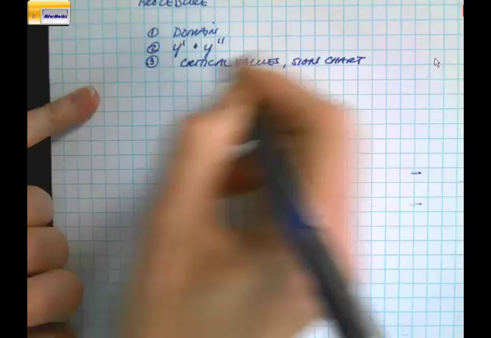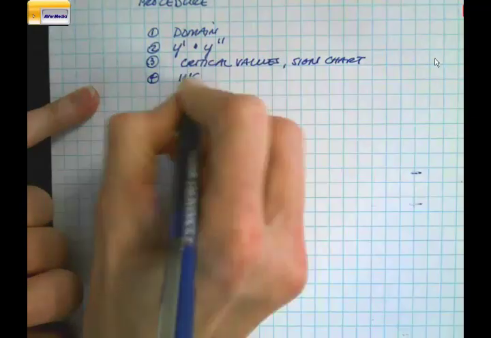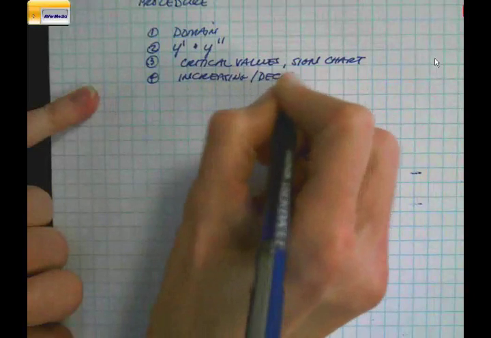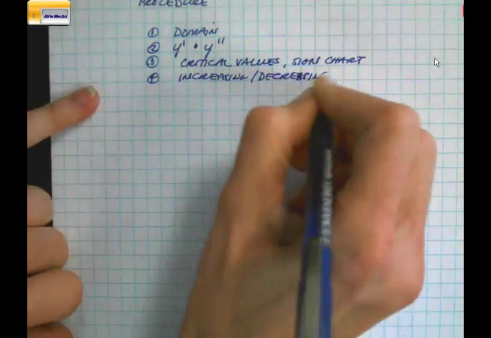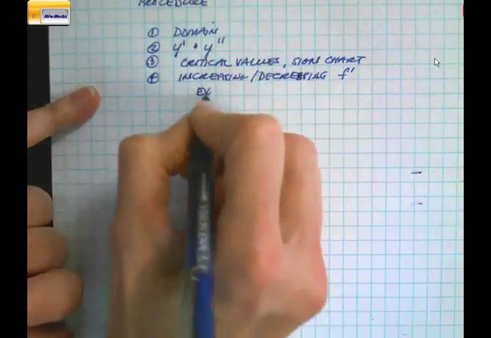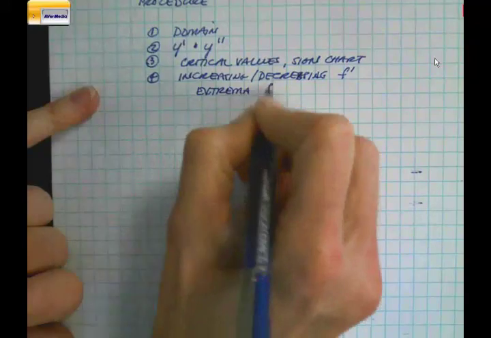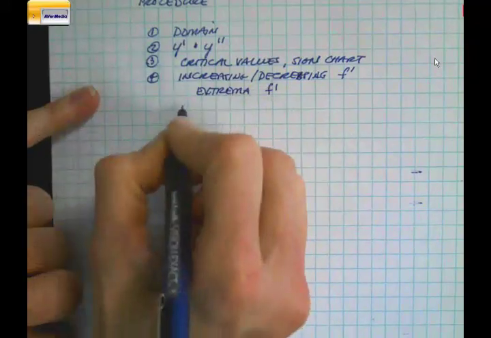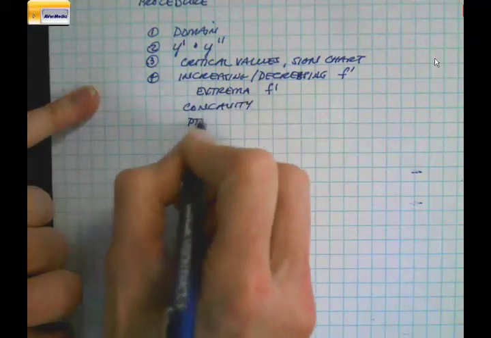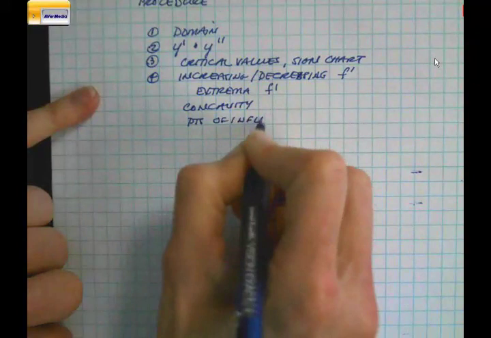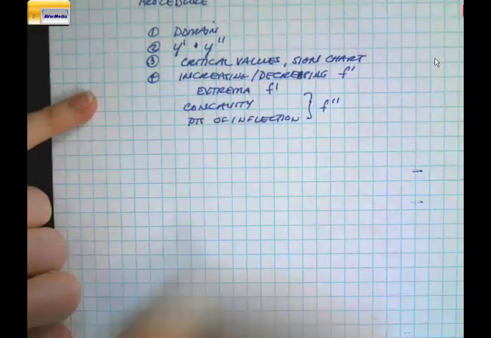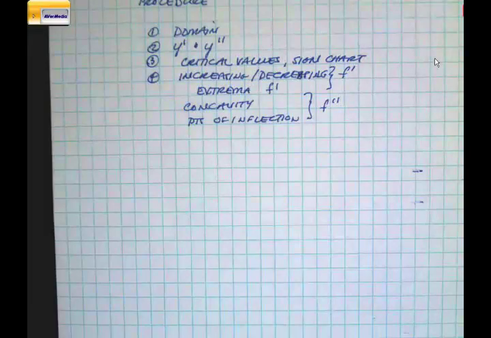Once we get the sign chart, it's going to tell me whether I'm increasing or decreasing on the first derivative. The first derivative does that for me and also gives me my extrema. My second derivative is giving me concavity and points of inflection. The second derivative sign graph is giving you concavity and points of inflection.